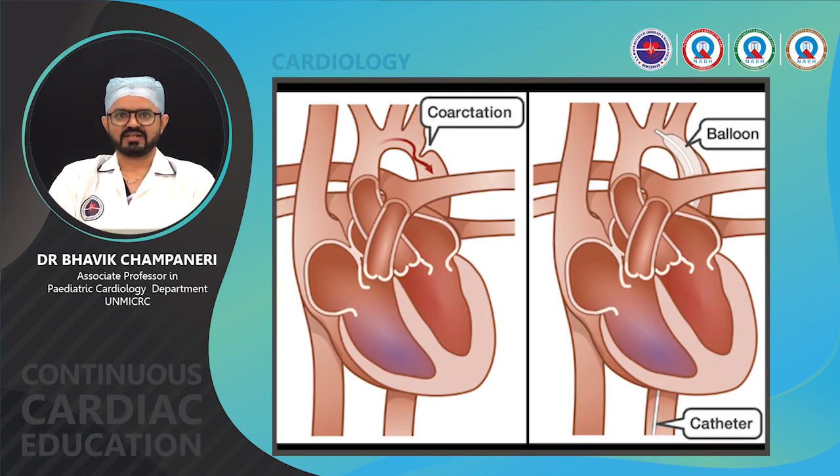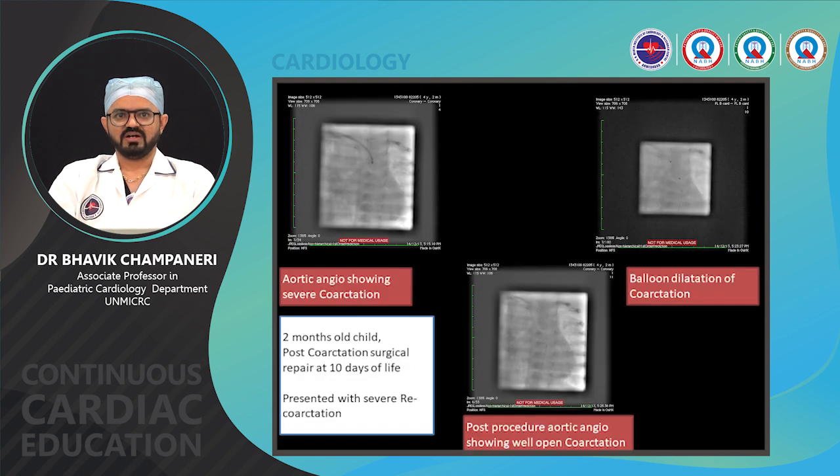So this is a diagrammatic presentation. Here you can see a coarctation of aorta, and the balloon is taken through the femoral artery and inflated across the coarctation of aorta. So this is a case, as you can see, of a 2-month-old child who had already undergone coarctation repair through a thoracotomy, but has come after 1 month of the procedure with severe recoarctation of aorta.